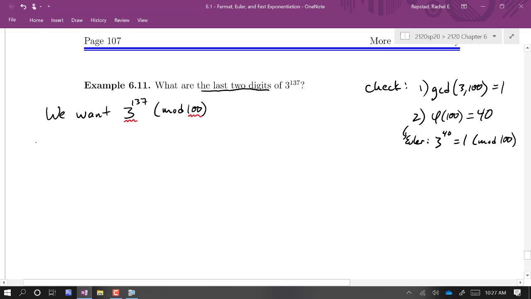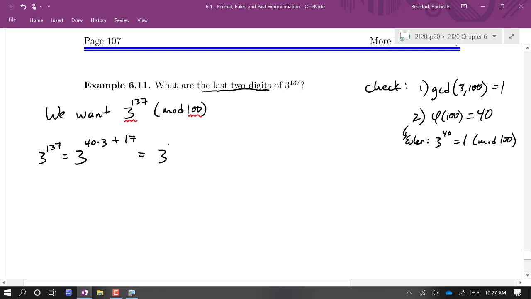Okay, so I'm going to take 3 to the 137. And what I want to do is just take out all the multiples of 40 from 137. So the highest multiple of 40 less than 137 is 120. And we'll just note that 137 is 40 times 3. That brings us to 120 plus 17.